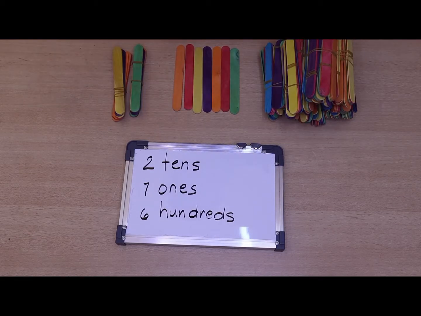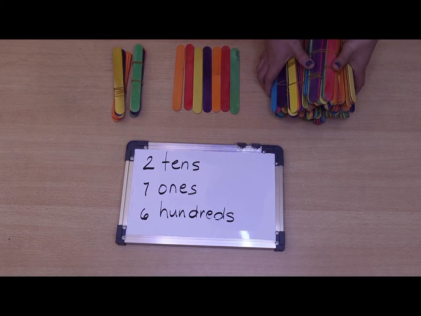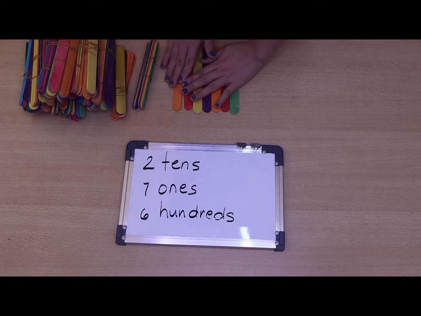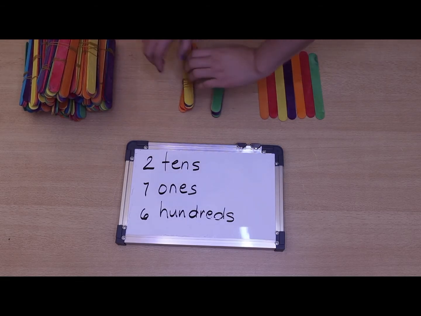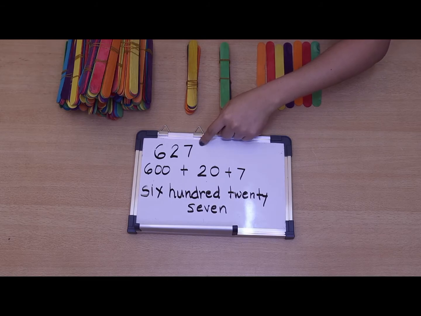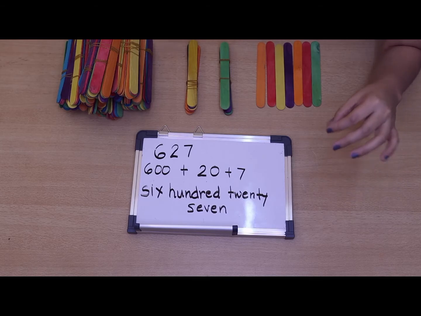Here are our models. But did you notice something is wrong with our models? Right. We need to rearrange our models from largest to smallest. So let's do that. Since hundreds are the largest unit, we have to rearrange it this way. Okay? So, the value of the models here is 627.